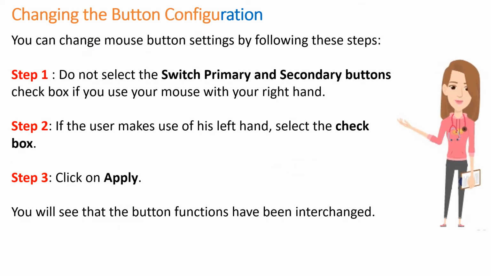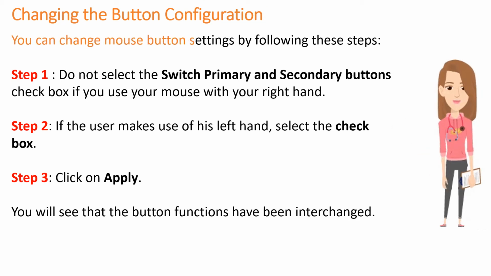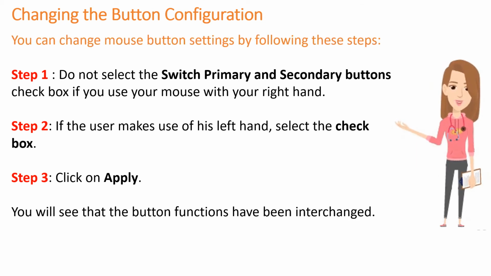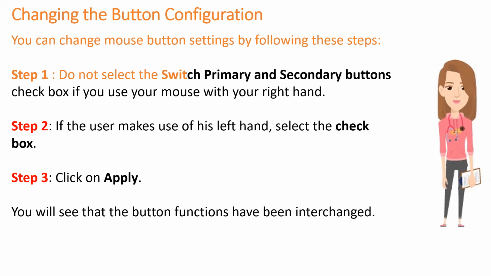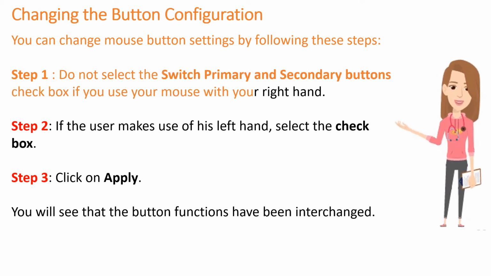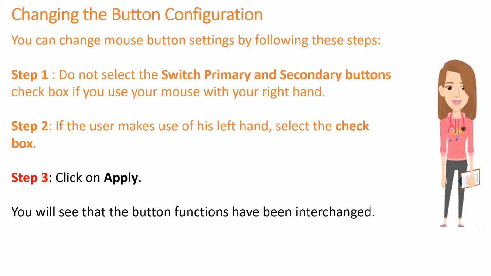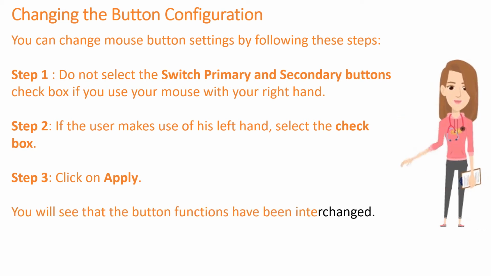Changing the button configuration. You can change mouse button settings by following these steps. Step 1. Do not select the switch primary and secondary buttons checkbox if you use your mouse with your right hand. Step 2. If the user makes use of his left hand, select the checkbox. Step 3. Click on apply. You will see that the button functions have been interchanged.